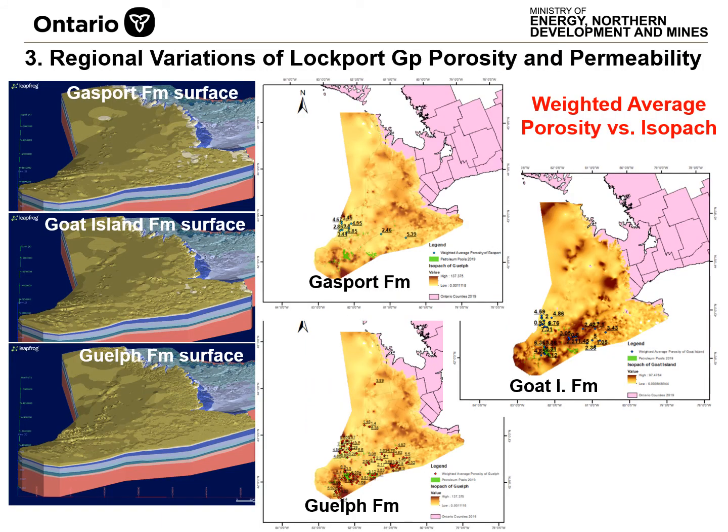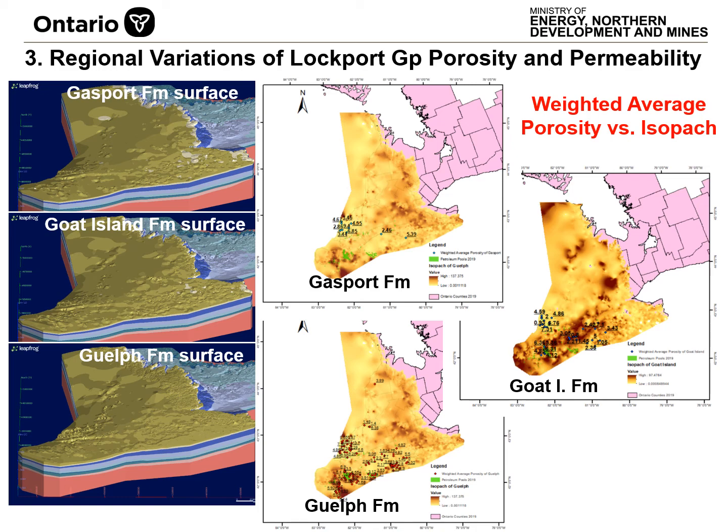The three figures on the left show top of Gasport, Gold Island, and Guelph formations from 3D Leapfrog model layers published last year. The three figures on the right show isopach maps of weighted average porosity estimates for the Gasport, Gold Island, and Guelph formations. Weighted average porosity has been plotted in the isopach maps marked by the percentage number. In the isopach map figures, the green polygons reflect the Silurian oil and gas pools, and the color ramp reflects the relative thickness of given formations versus porosity data.